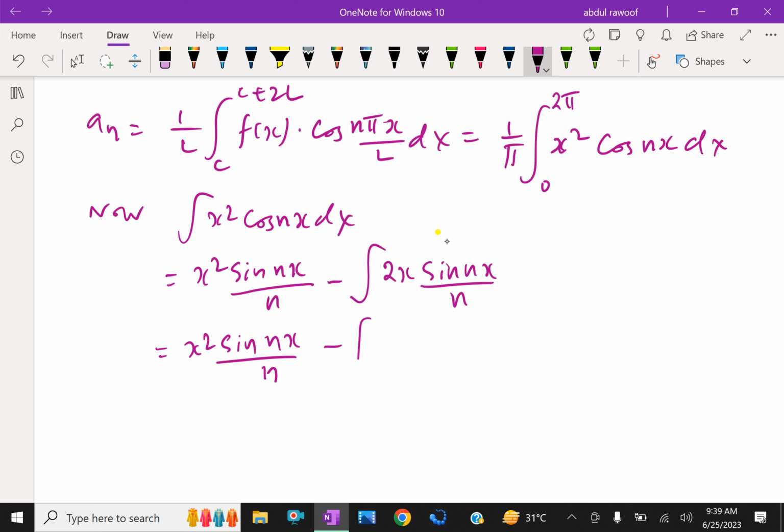minus, here 2 over n we will take out. Then we have x into sin nx. Here first function, integral of second, sin nx integration is minus cos nx by n. First function, integral of second, minus integral of differential of first. Differential of first is 1, and integral of second is minus cos nx dx.